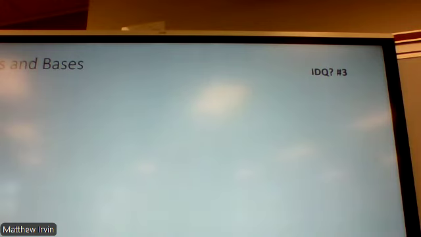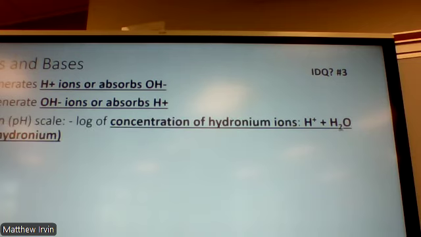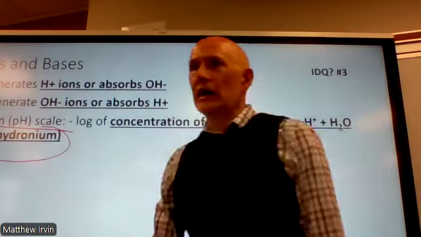Speaking of acids and bases, jumping to in-depth question number 3. Acids are either going to give off hydrogen ions or they absorb hydroxide ions. Bases either give off hydroxide ions or they absorb hydrogen ions. And what happens when you combine an acid and a base? They do not explode. They neutralize each other. So the pH scale is the perhydrian scale. That's what pH stands for. And it is the concentration of the hydronium ion.